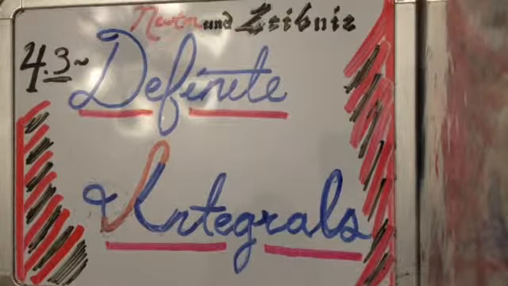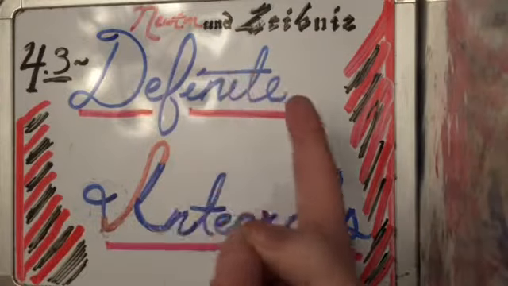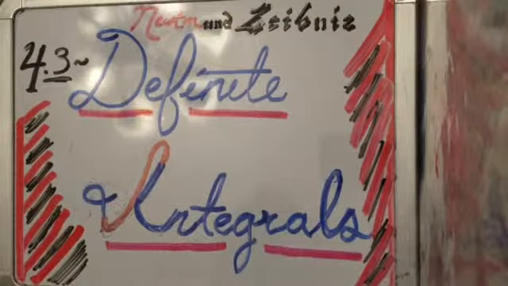Hi guys, today we're going to be talking about chapter 4.3 and the part of it being definite integrals, as obviously founded by Newton and Leibniz. We're going to be talking about evaluating it as a limit and its definition, and as far as the properties of such definite integrals go.